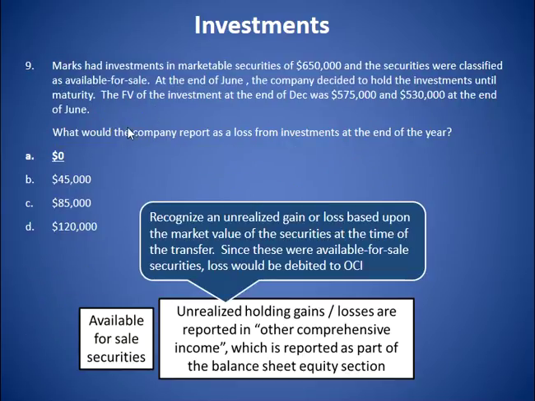The question again for number 9, what would the company report as a loss from investments at the end of the year? And the answer in this case would be A, 0. Again, when we're looking at available for sale securities, that's what they were initially classified as. We would recognize an unrealized gain or loss based upon the market value of the securities at the time of the transfer. Since these were available for sale securities, the loss up to that point would be debited to accumulated other comprehensive income.